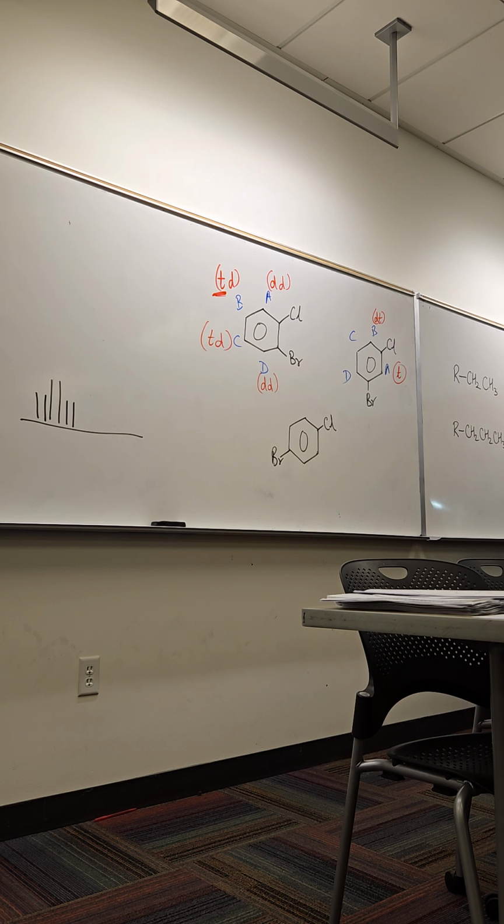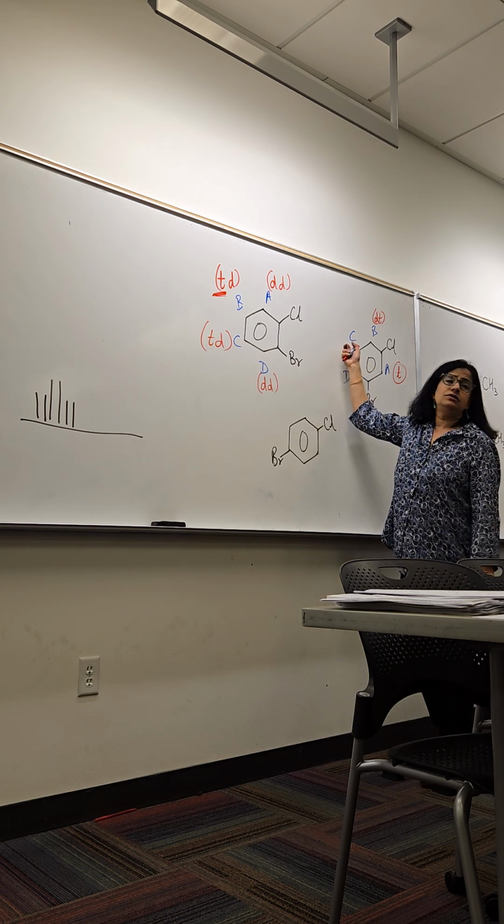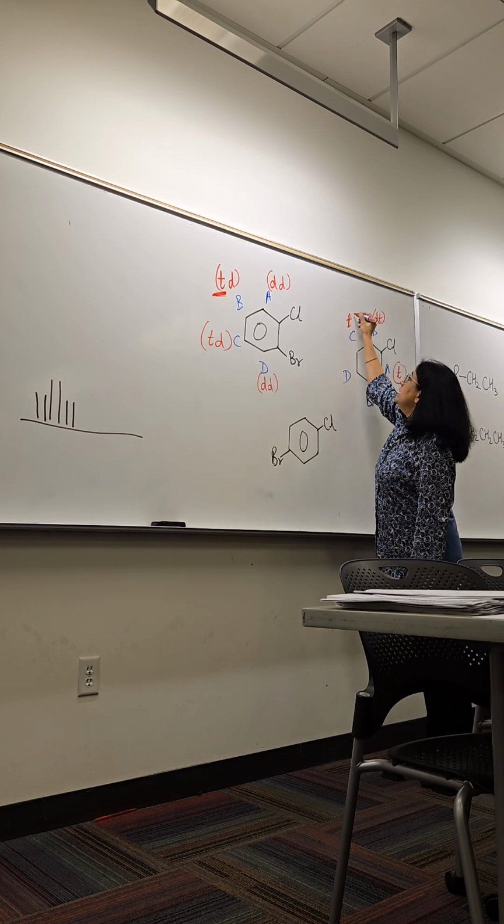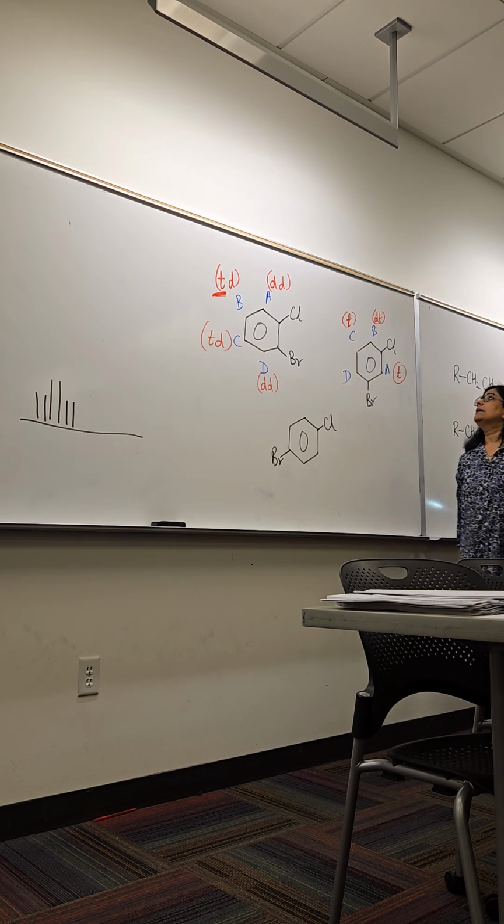How about C? What do we expect for C? Couples to B and D. C couples to B and D, but what about A? Does it couple with A? No. So what do you expect the multiplicity to be? Triplet. Do you all agree? Yeah. Okay, how about D?